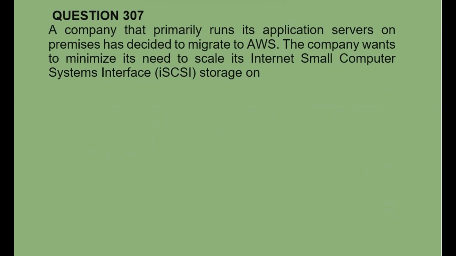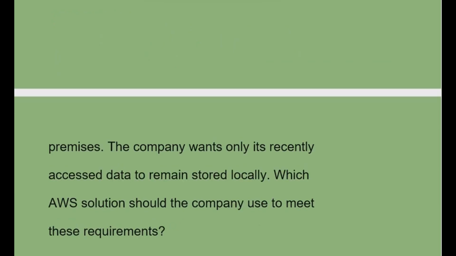Question is, a company that primarily runs its application servers on premises has decided to migrate to AWS. The company wants to minimize its need to scale its Internet Small Computer System Interface, iSCSI, storage on premises. The company wants only its recently accessed data to remain stored locally. Which AWS solutions should the company use to meet these requirements?